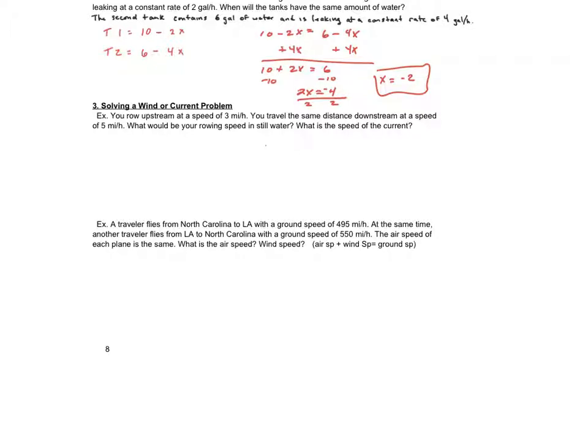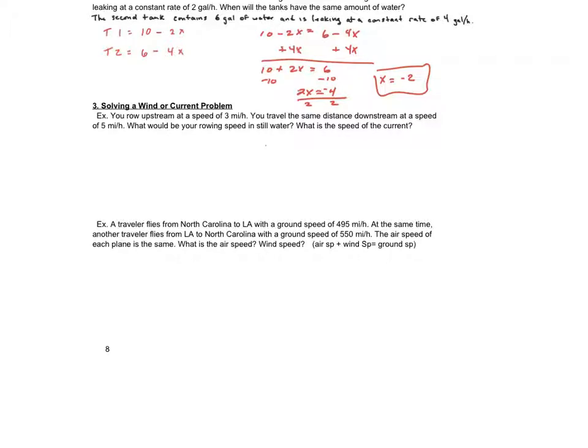Okay, so getting into a current kind of question, and we're going to do upstream, downstream first. So as we are looking at the wind or current problems, it says you row upstream at a speed of 3 miles per hour. You travel the same distance downstream at a speed of 5 miles per hour. What would your rowing speed be and your speed of the current?